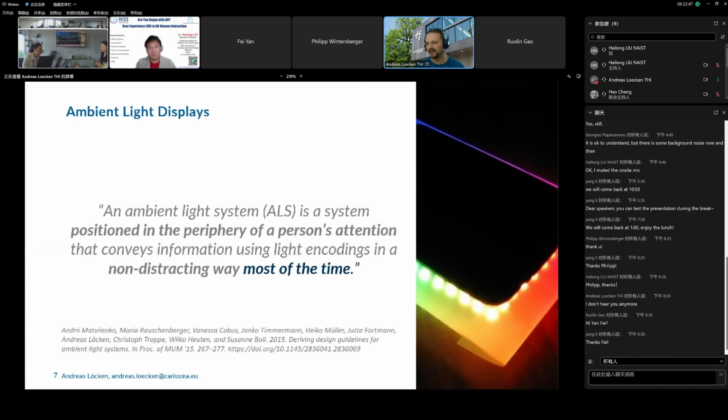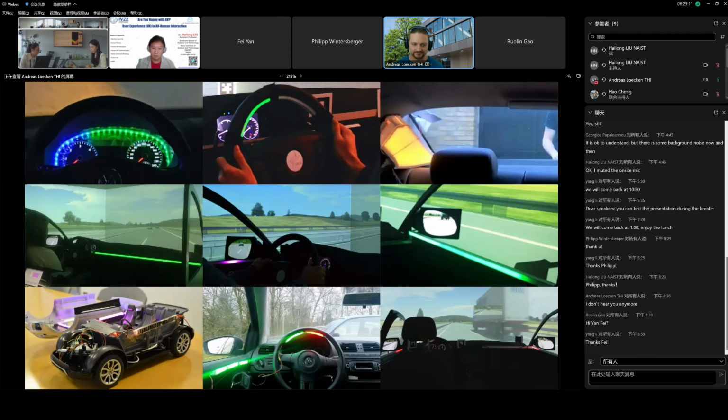light up or something. In parallel, we also had a lot of discussions on ambient light displays in general. As I said, they are positioned in the periphery of a person's attention, and they convey information in a non-distracting way. And now the "most of the time" part is important, because sometimes you really want to get someone's attention. For example, in the takeover request we discussed earlier.